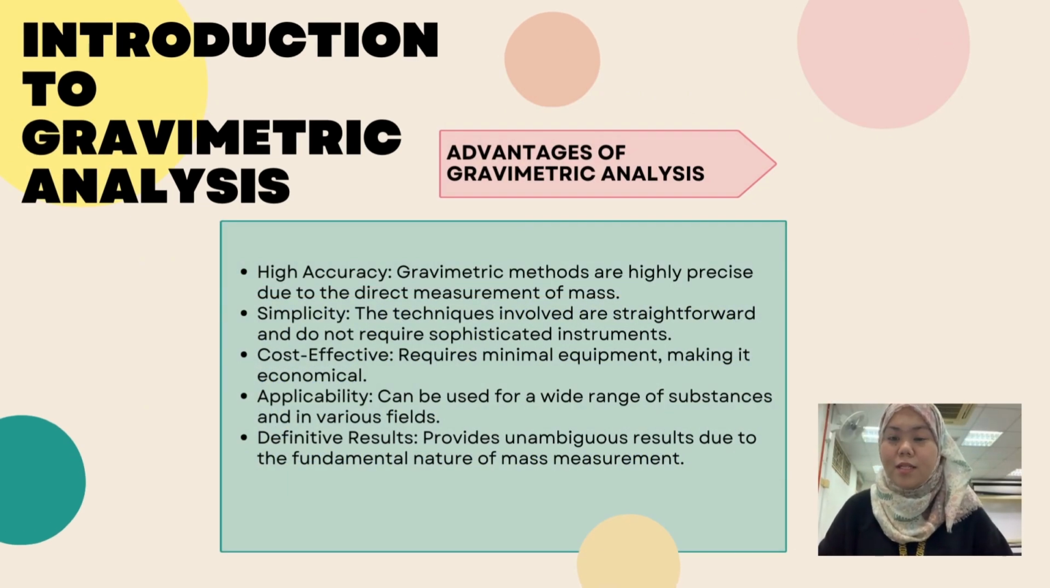Since gravimetric analysis is used widely, that means it has a lot of advantages, and one of them is high accuracy, because gravimetric methods are highly precise due to the direct measurement of mass. Also simplicity: the techniques involved are straightforward and do not require sophisticated instruments. Cost effective: it requires minimal equipment, making it economical. Applicability, because gravimetric analysis can be used for a wide range of substances and in various fields. And last but not least, definitive result. Gravimetric analysis provides an unambiguous result due to the fundamental nature of mass measurements.